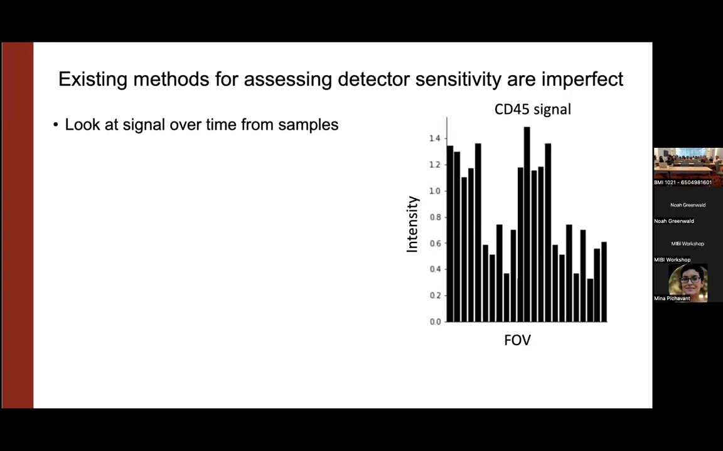So here's an example of the intensity in each FOV plotted for CD45. And what you can see is it looks different in different FOVs within the run. The reason that we don't just look at them and say, wow, look at all those changes in detector sensitivity, is because intuitively, obviously, CD45 is going to be differentially expressed in different samples.